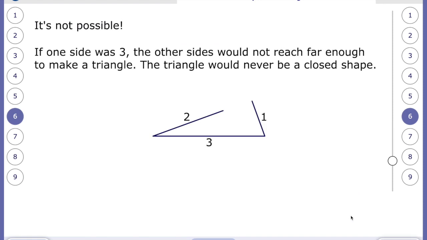So you should have found it's not possible. If one side was 3, the other side would not reach far enough to make a triangle. The triangle would never be a closed shape, because this length here is not long enough.